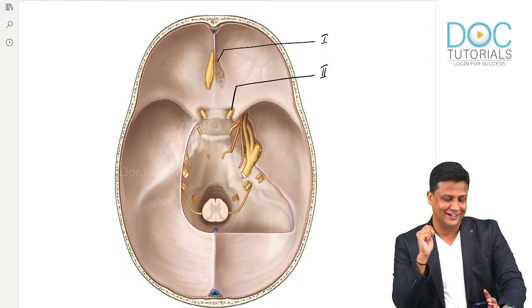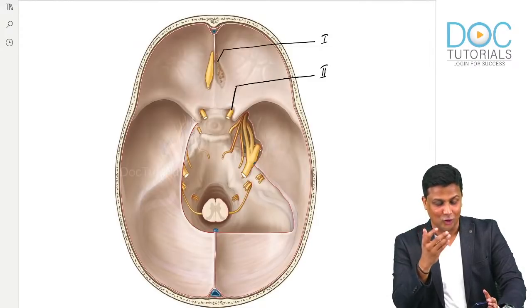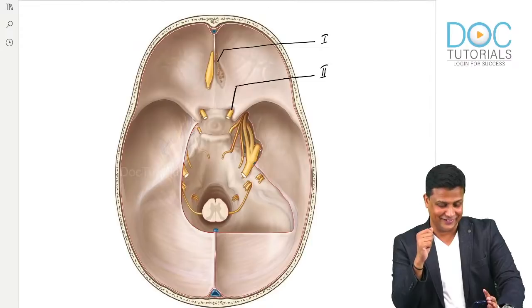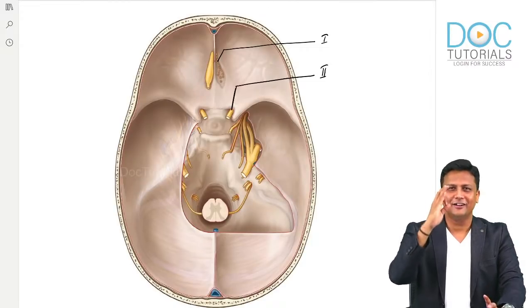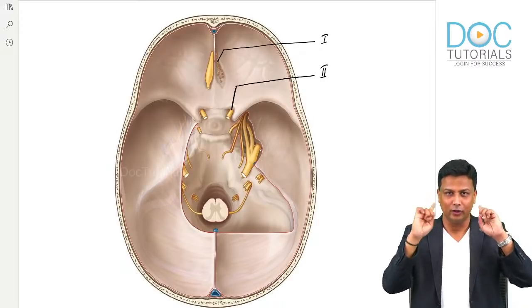Lovely, lovely. So Dr. Soumya, Dr. Mona, everyone there, perfect. Yes, perfect. The only cranial nerve which has got dorsal origin will be the 4th nerve.